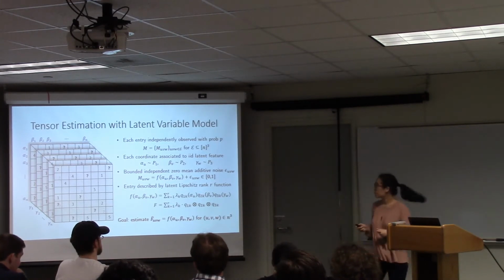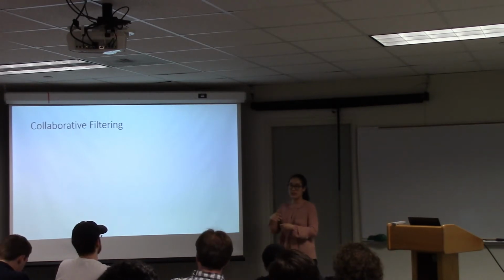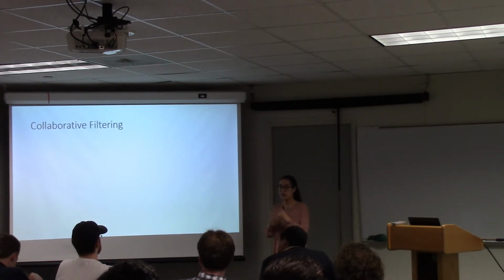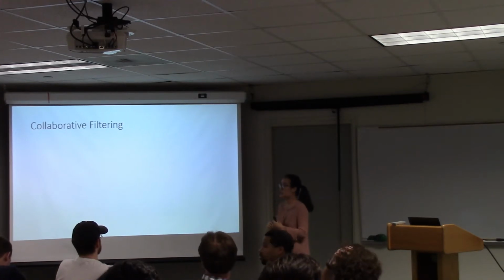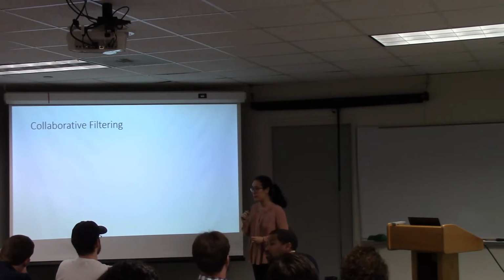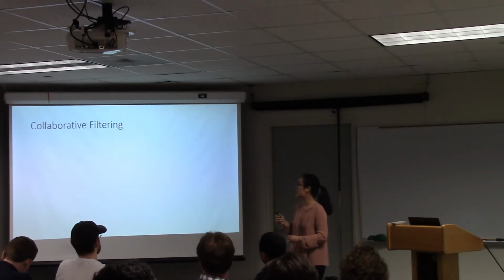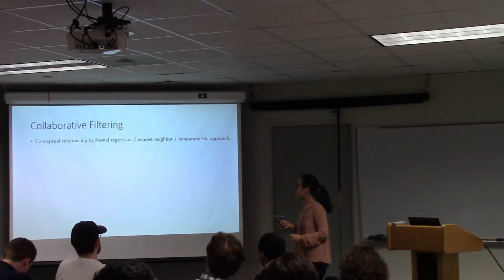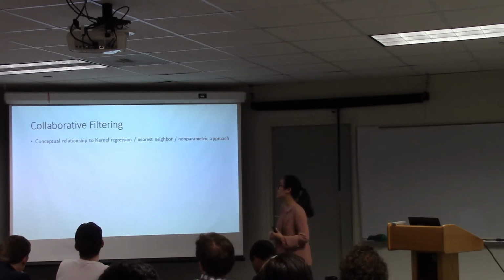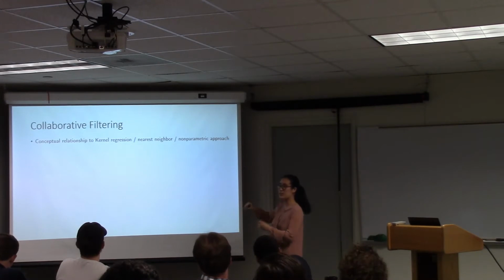All right, so there are many approaches that we could take to tensor estimation. Today I really want to introduce you to one particular approach, which is similarity-based collaborative filtering. There are a couple of very nice properties of this method. But to start off, the basic idea of collaborative filtering is actually based on kernel regression, or using a nearest neighbor non-parametric approach.